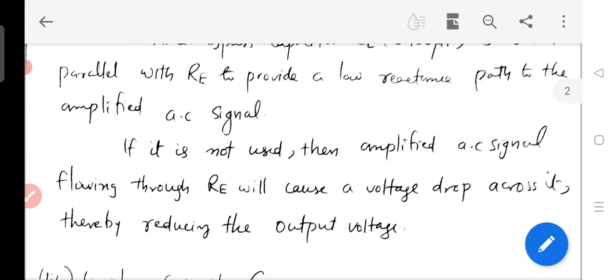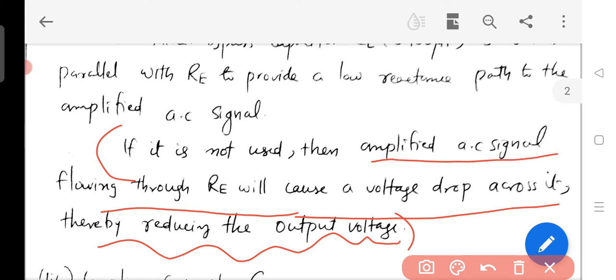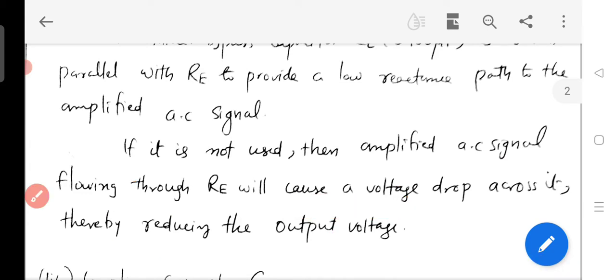If the CE is not used, then the amplified AC signal flowing through RE will cause a voltage drop across it, thereby reducing the output voltage. So if you are not using CE, the amplified AC signal will be flowing through RE. DC already flows through RE, but if CE is not used, the amplified AC current also will be passing through RE, and that will cause a voltage drop across it, thereby reducing the output voltage.